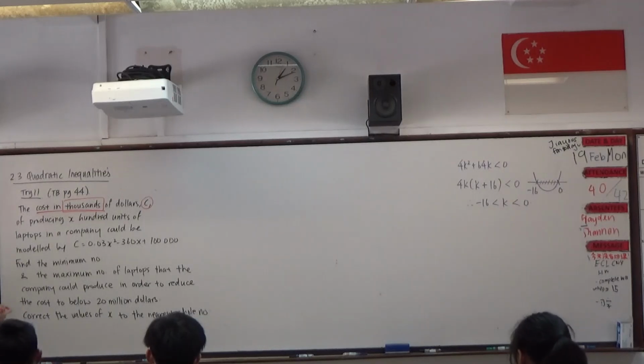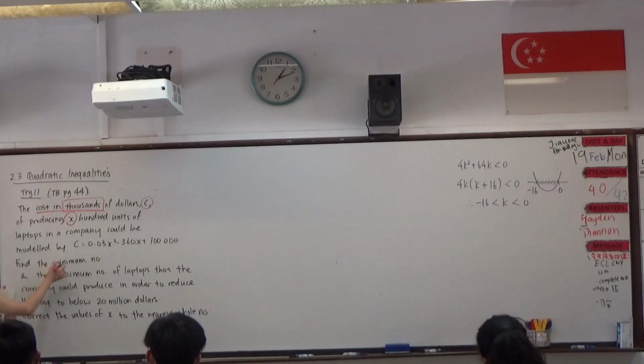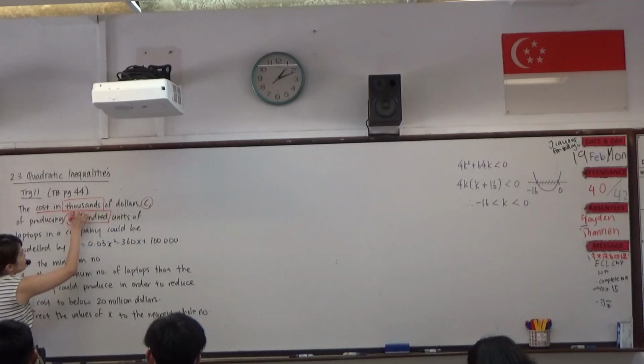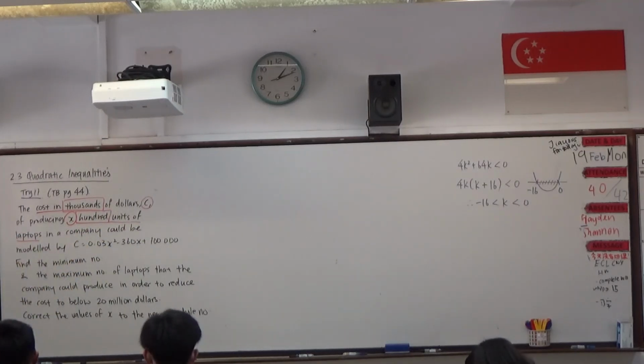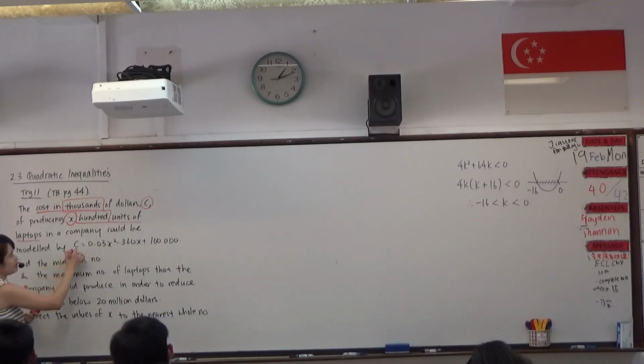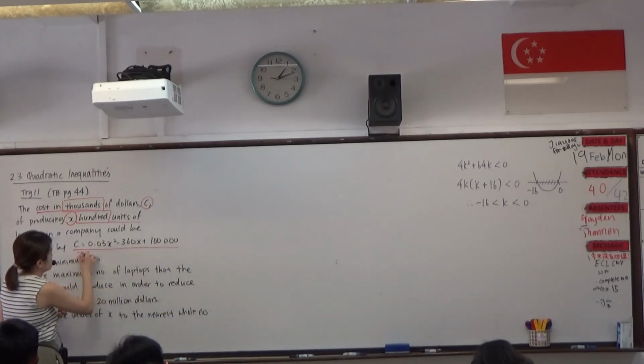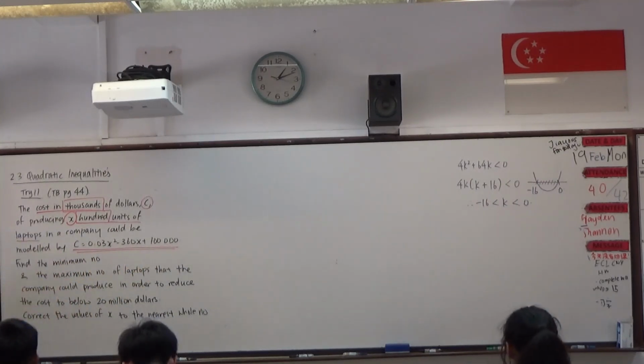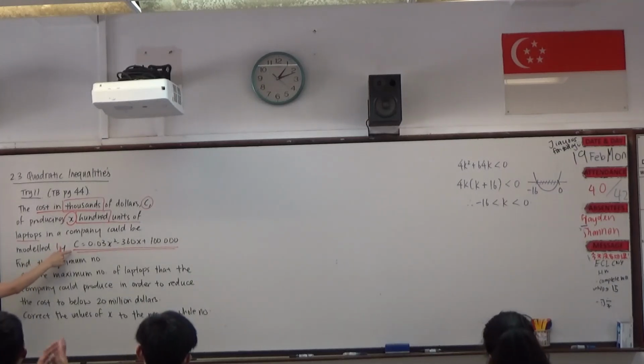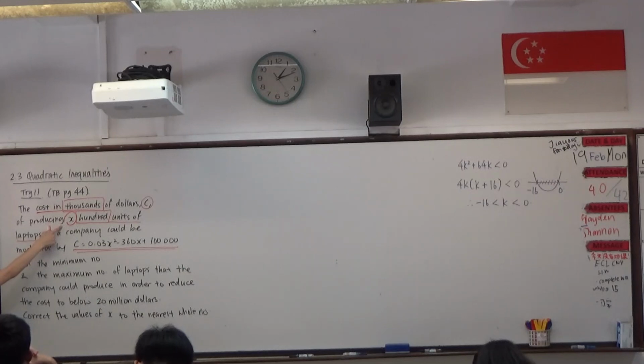For producing x hundred units, so x is a variable, in hundreds of units of laptops, in a company, could be modeled by this. So we have this equation over here, this function over here, that will be able to inform us when I produce a certain number of laptops, the cost will be a certain value. So that is what this function over here tells us.